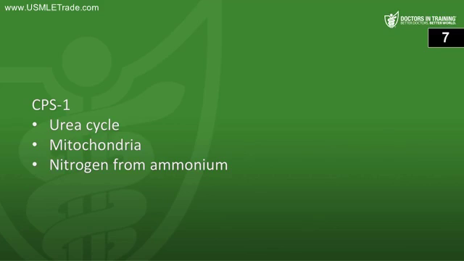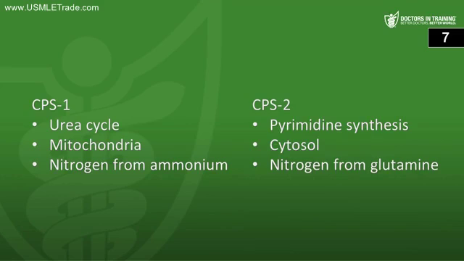Next, compare CPS1 to CPS2. So that's the carbamoyl phosphate synthetase 1 and 2. So CPS1 is part of the urea cycle that we just talked about. And that part's going to take place in the mitochondria, and it gets its nitrogen from ammonium. CPS2 is involved in pyrimidine synthesis. It's found in the cytosol, and it's going to get its nitrogen from glutamine.